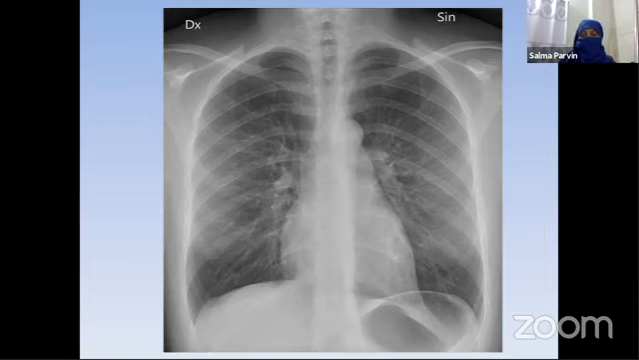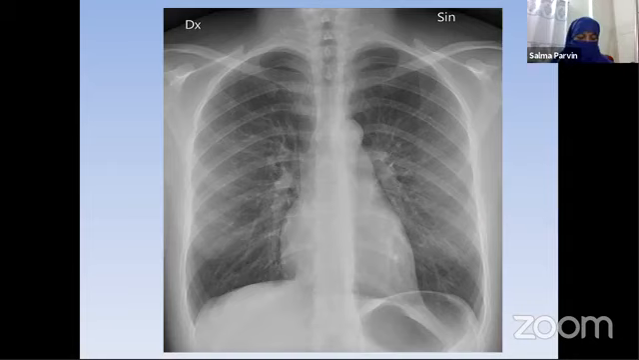This is a PA film, a standard PA film, and this PA film is displaying inspiration at a good height, with the clavicles oblique, the ribs directed obliquely, and the cardiac dimension near about or less than 50% of the internal thoracic dimension.